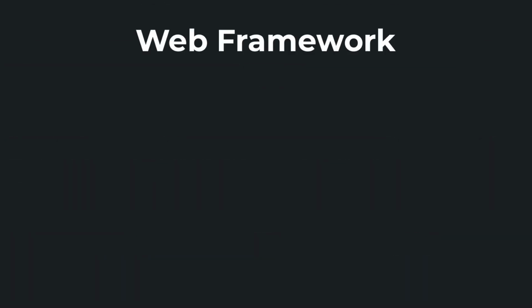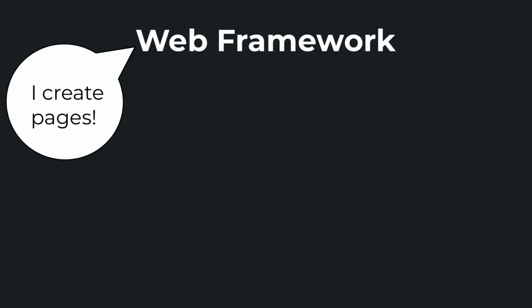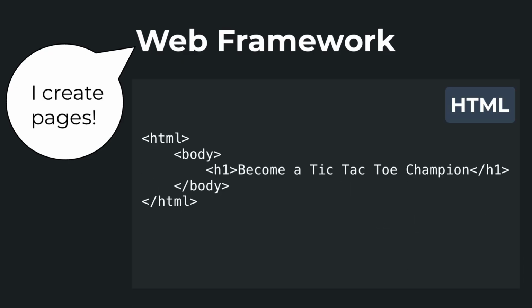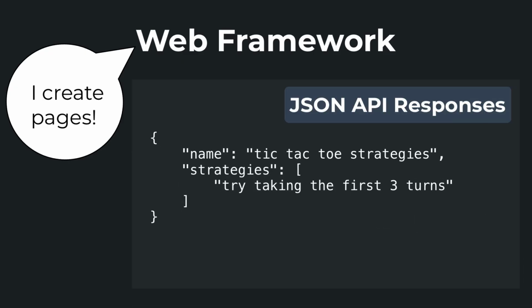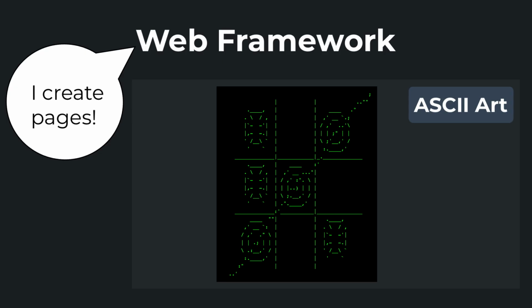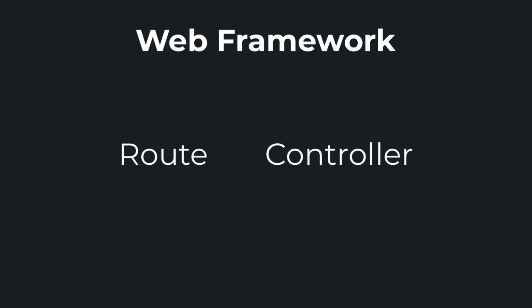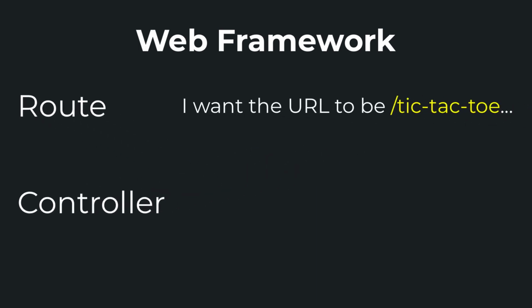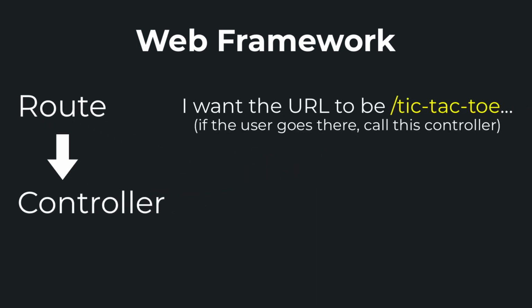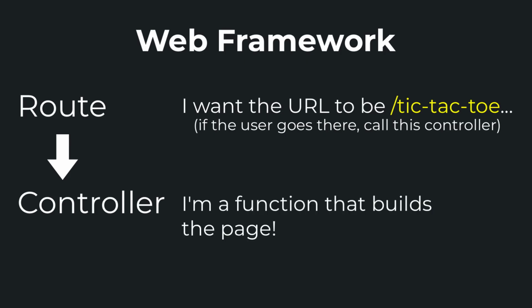Okay, every web framework in any language has the same job: to help us create pages, whether those are HTML pages, JSON API responses, or ASCII art. And pretty much every framework does this in the same way, via a route and controller system. The route defines the URL for the page and points to a controller. The controller is a PHP function that builds that page. So, route plus controller equals page. It's math, people. We are going to build these two things kind of in reverse.